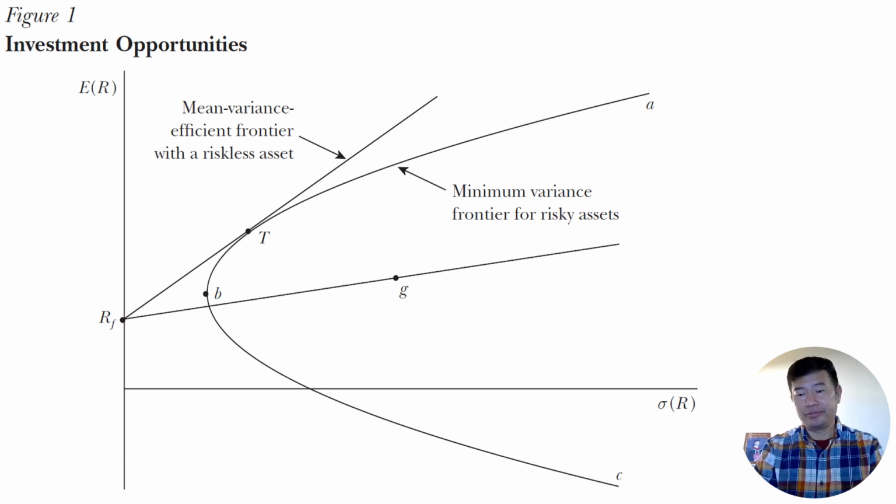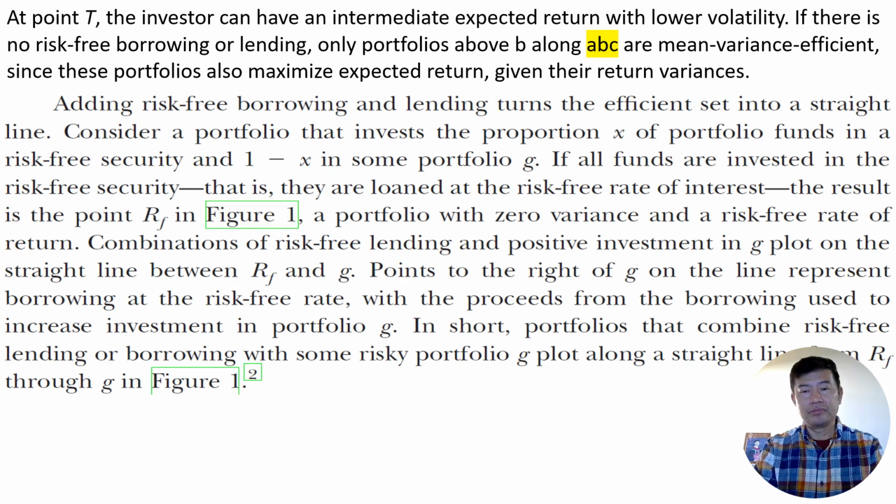Sigma R is the risk of the portfolio. Expected return is the expected mean return of the portfolio. Over here, along A, B, C are mean-variance efficient, because this portfolio also maximizes expected return.